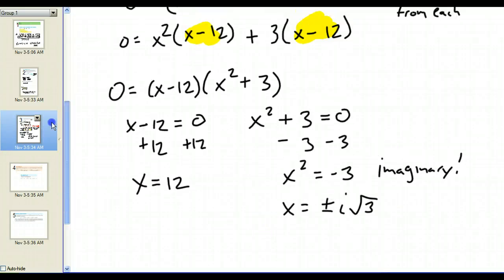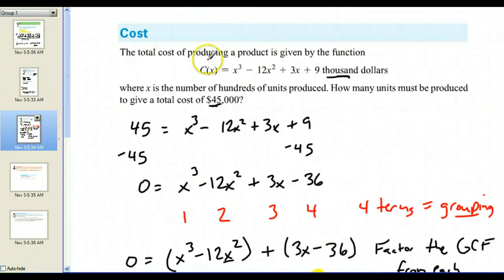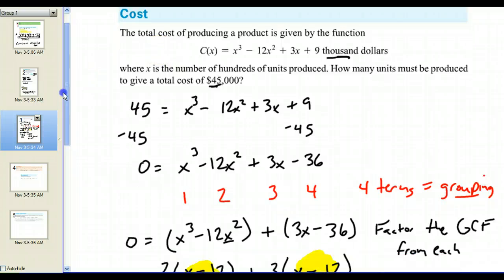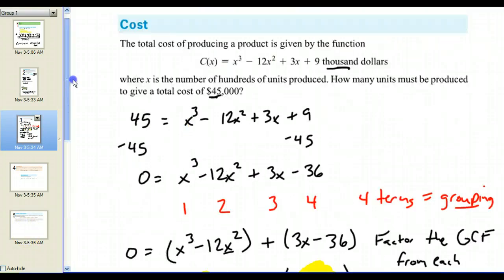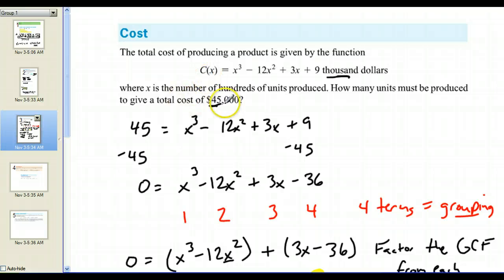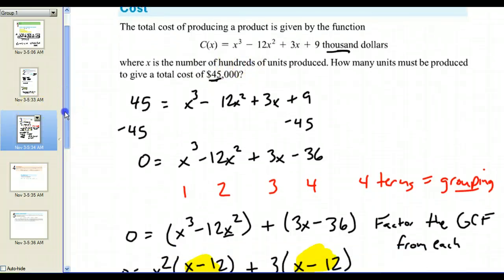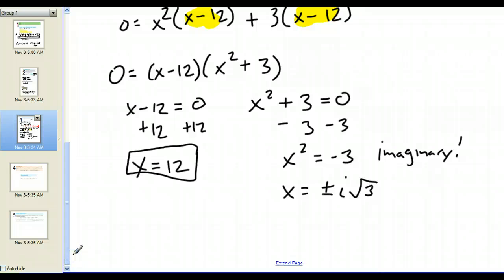But we're not doing regular algebra, we're doing applied algebra. So that cannot be a number of units produced. We can't produce an imaginary number of units. So it has to be that this is our solution. Alright, so what does that mean again? It will take 12, again, x is measured in hundreds, so 1200 units for the cost to equal $45,000.